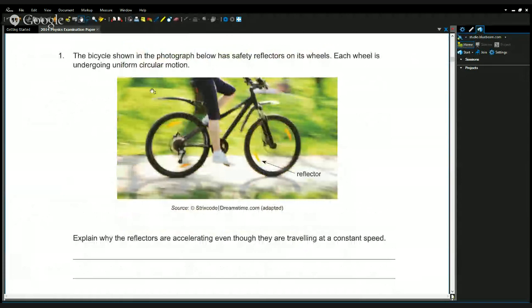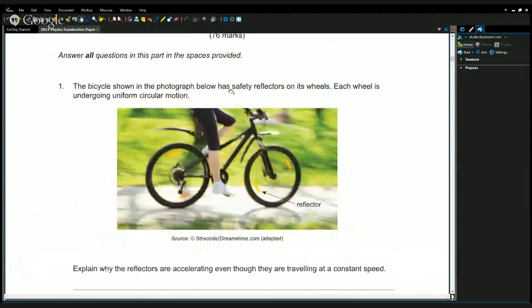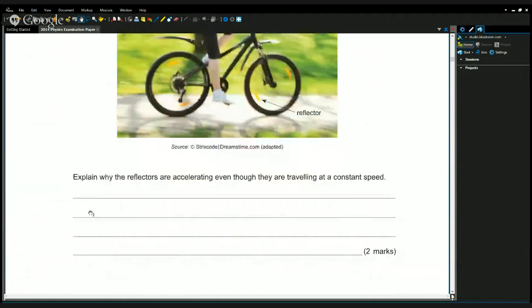All right, so first question. The bicycle shown in the photograph below has safety reflectors on its wheels. Each wheel is undergoing uniform circular motion. Explain why the reflectors are accelerating even though they are traveling at constant speed.